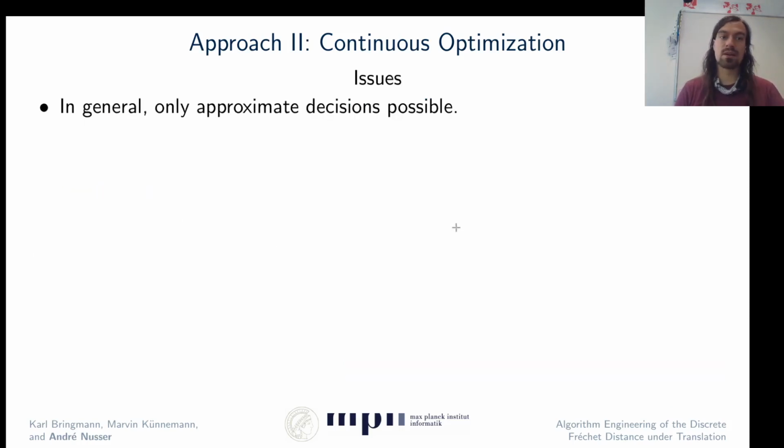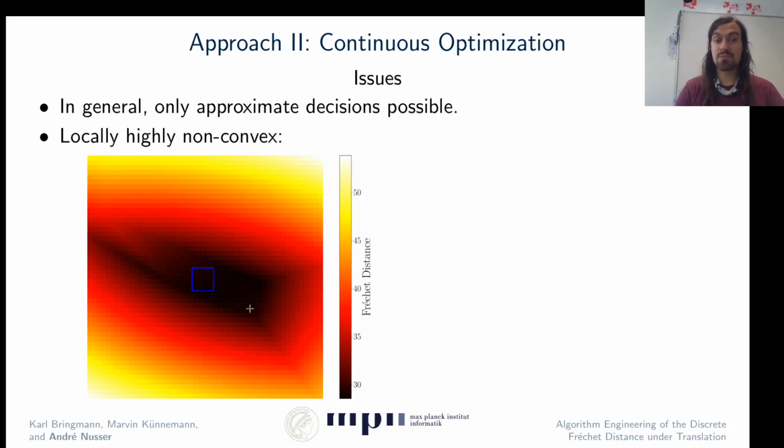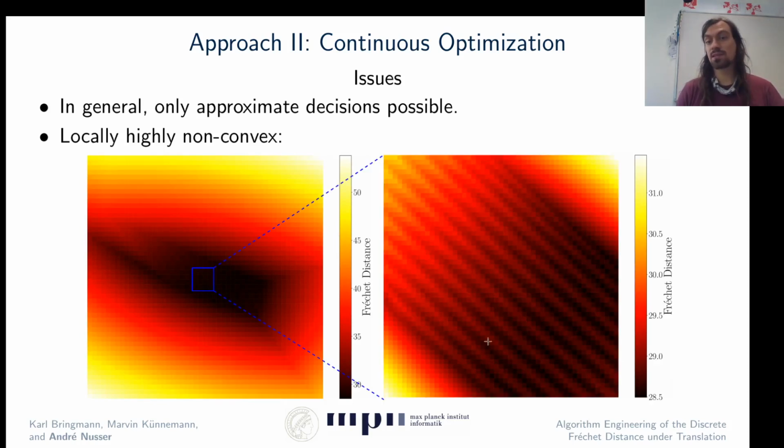Now, the issues are that this can only give us approximate decisions, because you might actually go into an infinite recursion. And of course, this is an issue if you want to implement things. The other issue is that it can be locally highly non-convex, right? So on global scale, we saw that it's actually quite nicely convex. I mean, that's not generally the case, but for practical inputs, that's actually quite common. But locally, it can look like this. And that's a huge problem, because now we have to actually explore all the different areas here. And also the lower bounding doesn't work very well. So this is an issue.